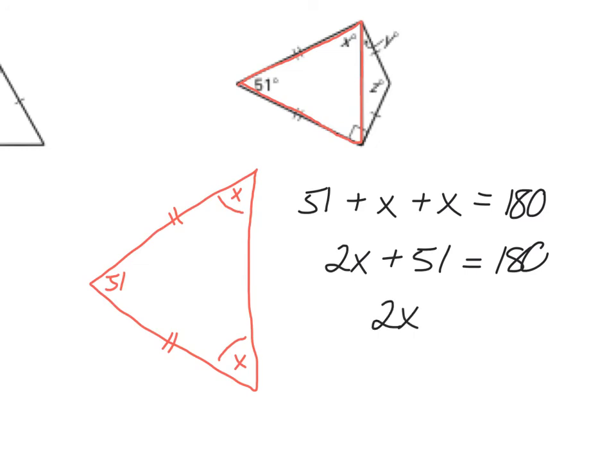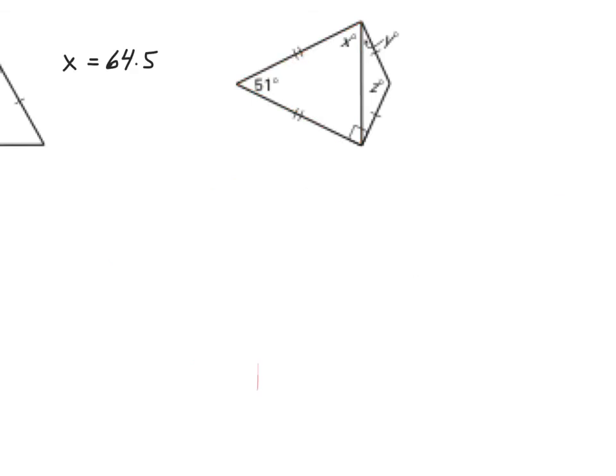Then I'm going to end up with 2x equals 129. Now I can see right away I'm going to end up with a decimal here because it's an odd number. It looks like x is going to equal 64.5.